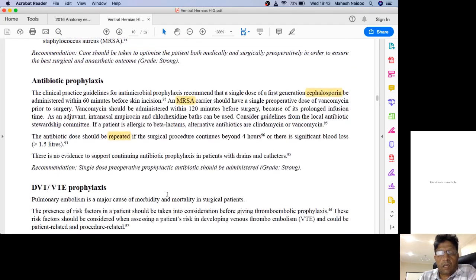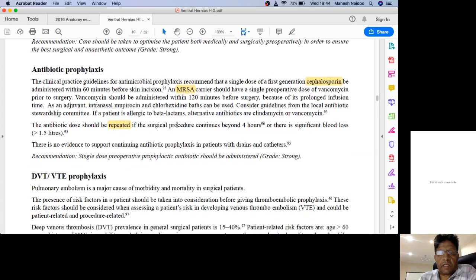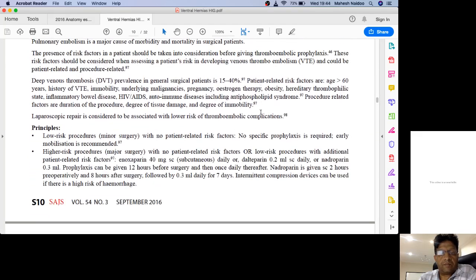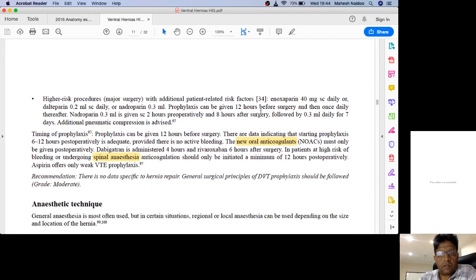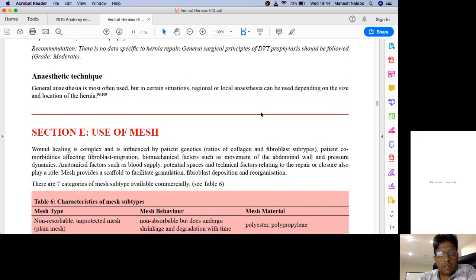Antibiotic prophylaxis, first generation cephalosporin. I think we all used cefazolin. If the patient is known to have methicillin resistant staph aureus, then additional steps should be taken. You can give vancomycin, you can treat the patient with Bactroban ointment to the nasal cavity, and you can ask the patient to bath in chlorhexidine. If the patient is allergic to beta lactams, your alternatives are clindamycin and vancomycin. DVT prophylaxis, there's nothing specific to hernias. You just follow the normal DVT prophylaxis that is used in your hospital.